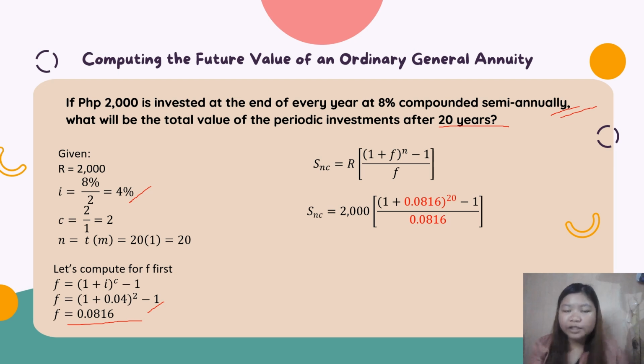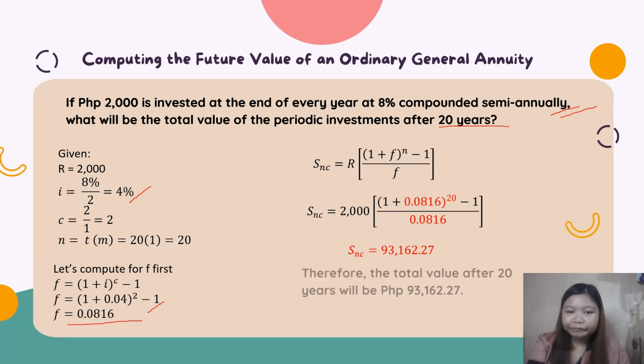So, use your scientific calculator to calculate this one. You may pause this video so that you can solve and compare our answers. Okay? So, the answer for this problem is 93,162.27. So, therefore, the total value after 20 years will be 93,162.27. Alright?